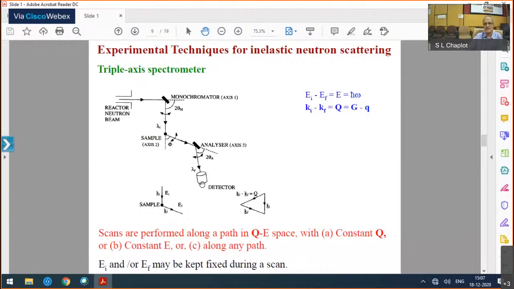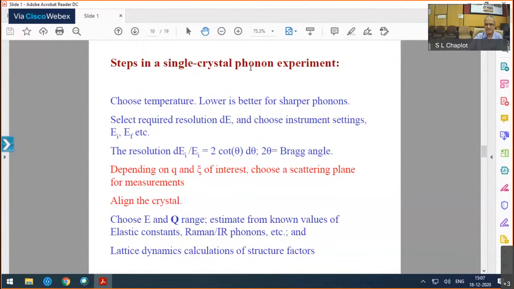Fine. So this is a new slide I have introduced. What are the steps in a single crystal phonon experiment? These are very important steps. So suppose you wish to make measurements of individual phonons in a neutron scattering experiment using a single crystal. Well, quite often, as I said, you might be interested in a large number of phonons or a specific zone.